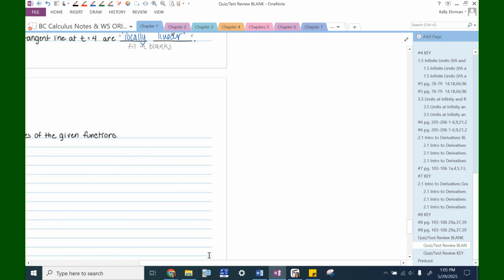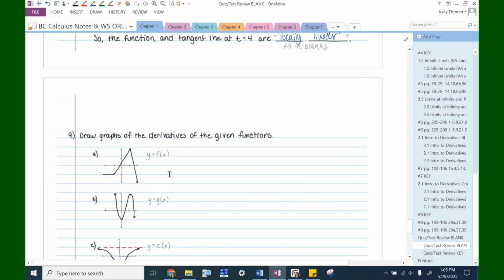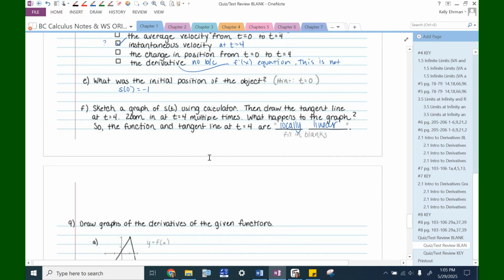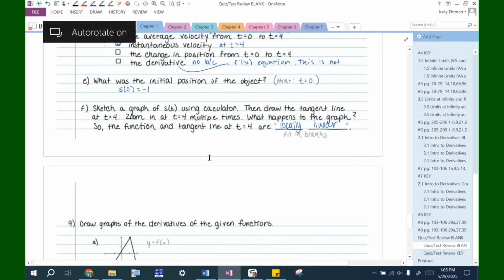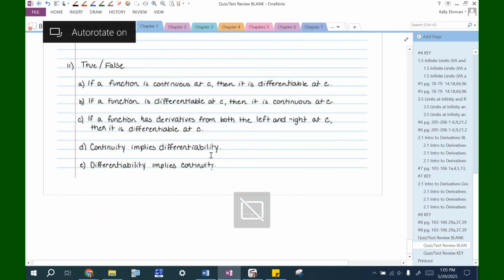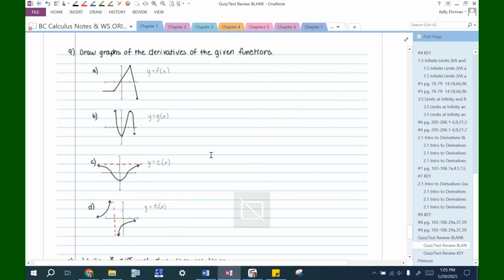Remember to go back and look over your position and velocity functions as well as we move on to this final page. Draw the graphs of the derivatives given the functions. So the derivatives, I'm going to do this to the right.